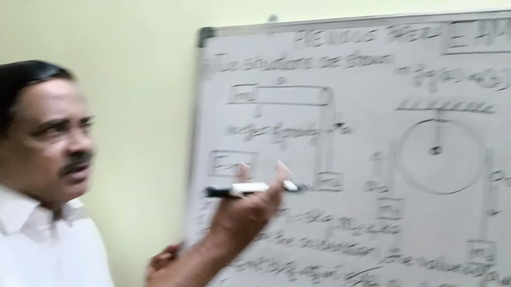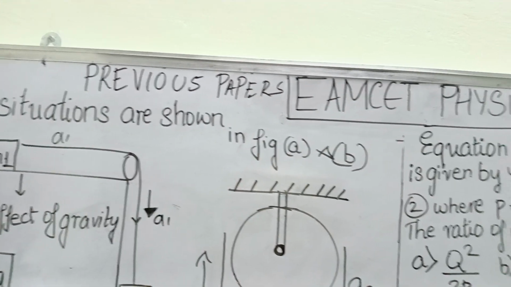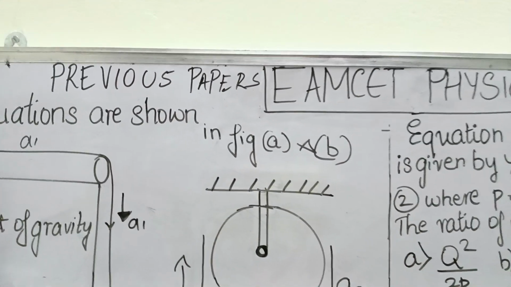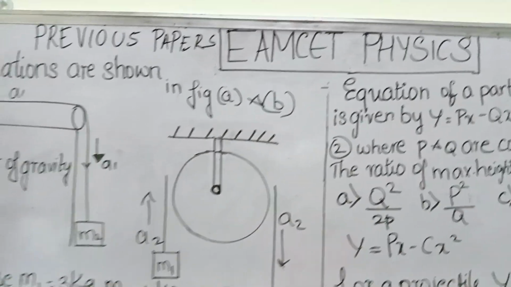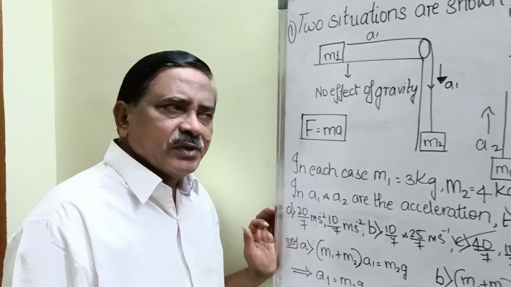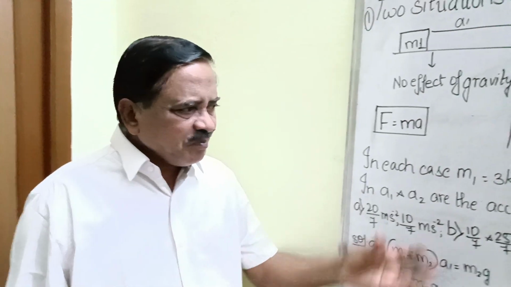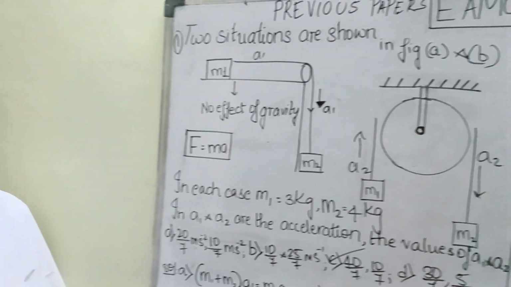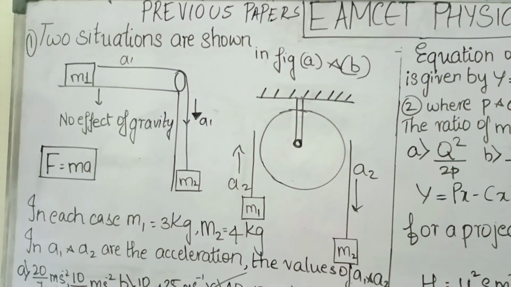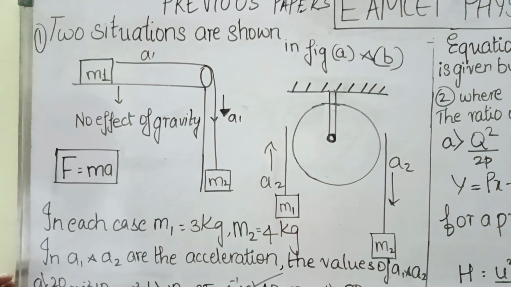So today we start the previous EAMCET papers. This is useful not only for the inter second or first year, but also for the students who are 9th and 10th. For average and above average students, we can also understand because the intermediate things are all based on the high school standards. For example, Newton's law, friction, etc.